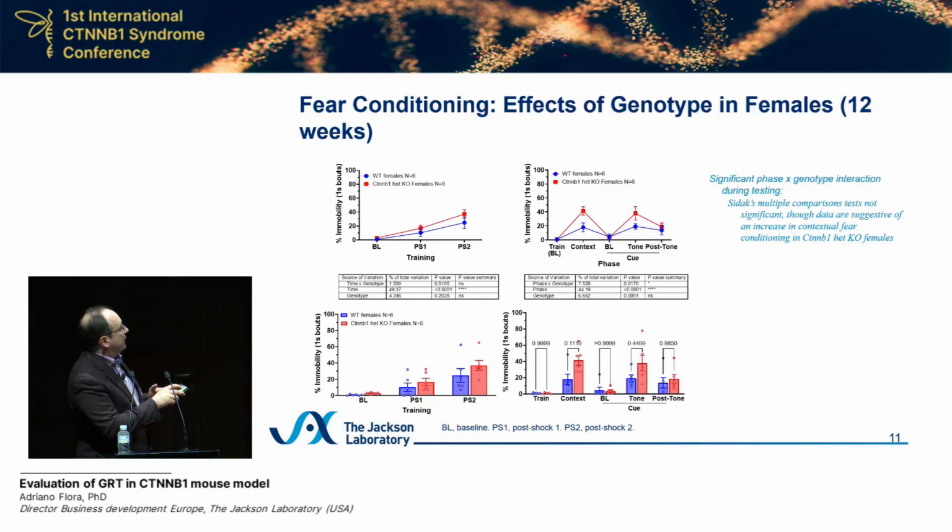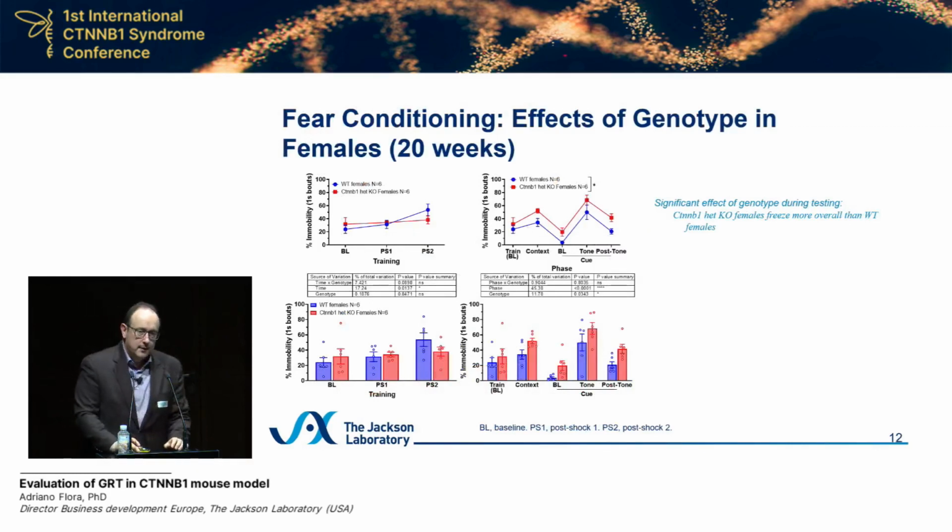The day after, we took the mice and we put them in the context, so in this cage. And you see that heterozygous beta-catenin null females, they freeze more. Then they go back to baseline if you put them back into a cage with no contextual fear. But then when you play the tone, again, they seem to freeze more. And this is just the same data plotted in a different way.